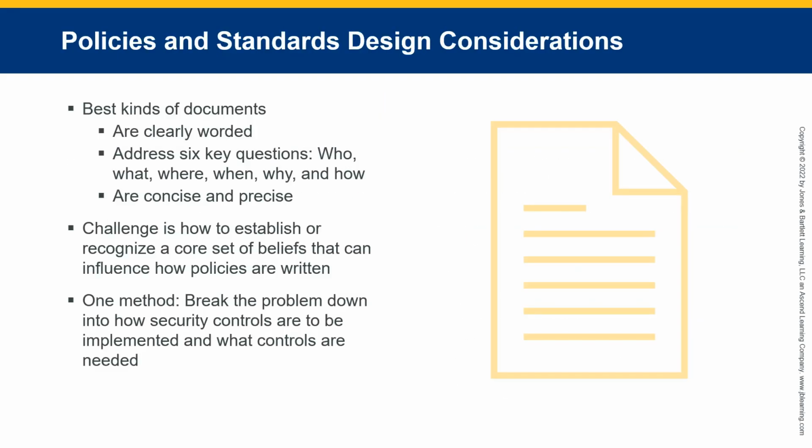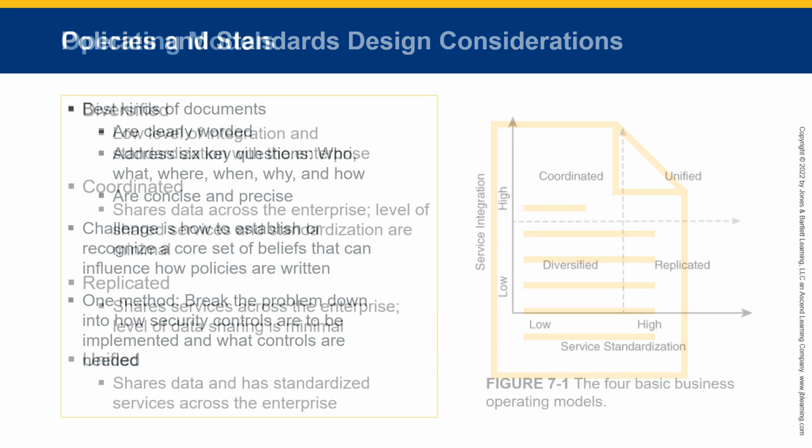Policies and standards design considerations. The best kinds of documents are clearly worded, address six key questions: who, what, where, when, why, and how, and they are concise and precise. The challenge is how to establish or recognize a core set of beliefs that can influence how policies are written. One method is to break the problem down into how security controls are to be implemented and what controls are needed.